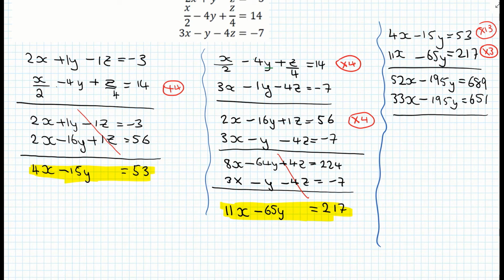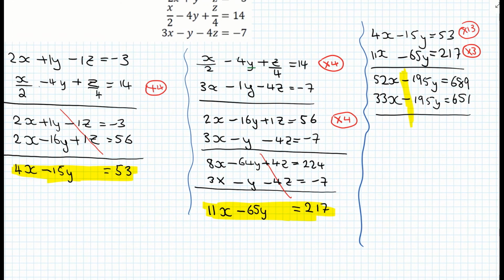Draw your line underneath. You now want to cancel out those y's. First thing you see is that they still have the same sign. One of them has to become a positive. So what do we have to do? We have to basically multiply one of those lines by a negative 1. I'm going to multiply the second line here by a negative 1. So that's leaving my top line remaining as 52x minus 195y is equal to 689.